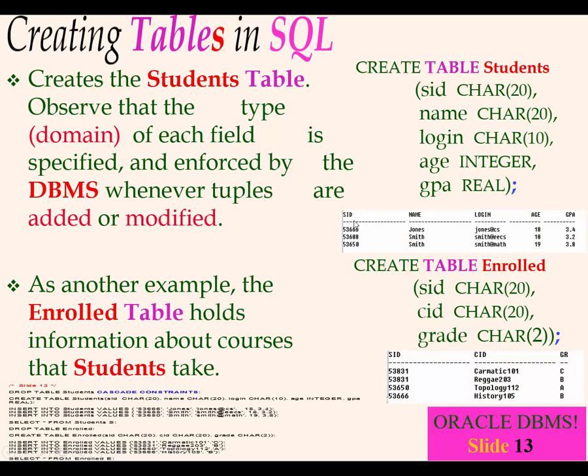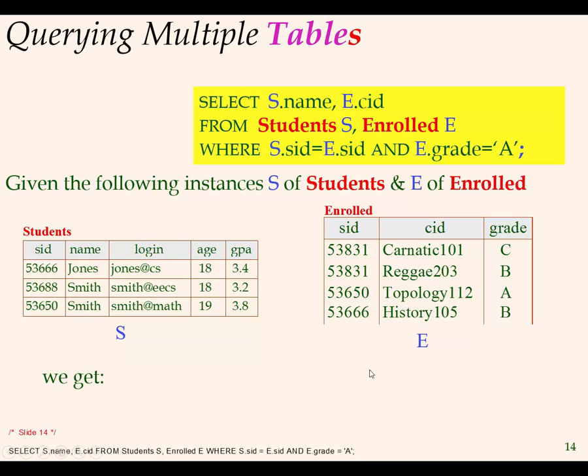So here is my students. It has 3 students. And here is the enrolled, and I inserted 4 tuples into that. So I can, for example, query multiple tables instead of one, again select from where. I'm interested in only the student name and the CID. And obviously name and CID come from two different tables. One is the students table, the other one is enrolled.